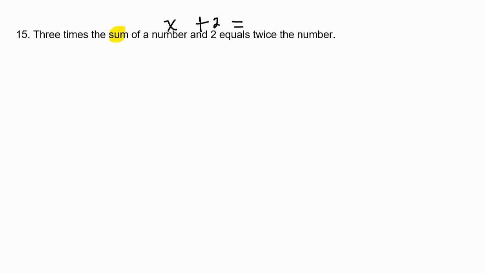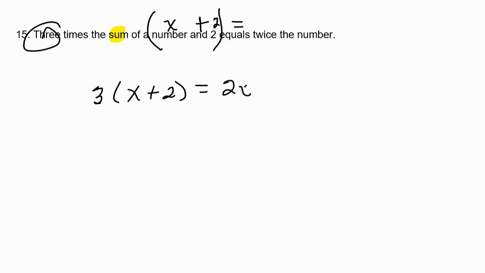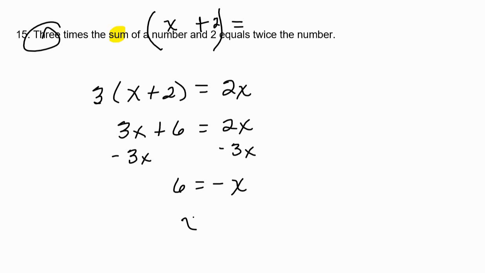Well, remember, sum is the answer to an addition problem. So that means I need to be getting this sum and then multiplying it by 3. So my equation is 3 parentheses x plus 2 equals 2x, right? Twice the number. So from here, I distribute. And I can do this problem a couple of different ways. I'm going to subtract 3x from both sides of my equation. So x is -6.